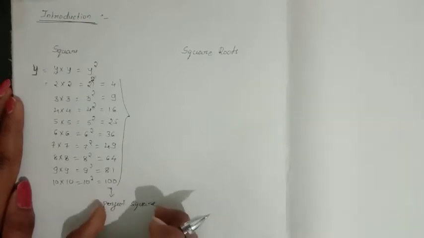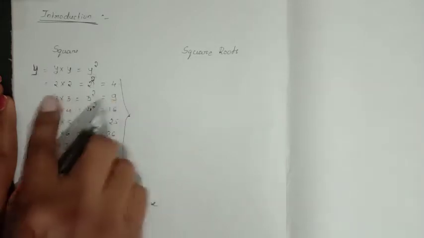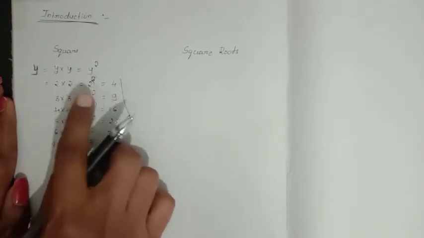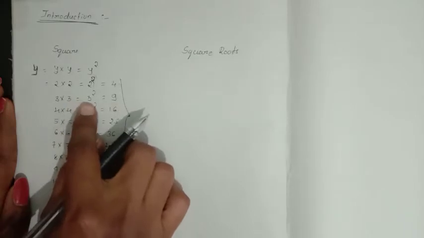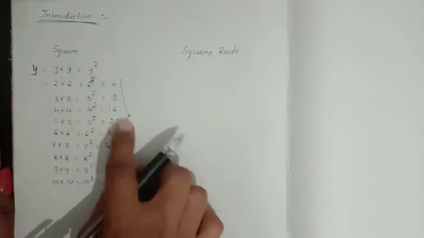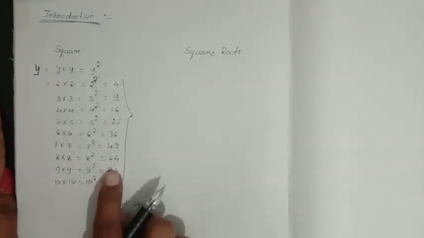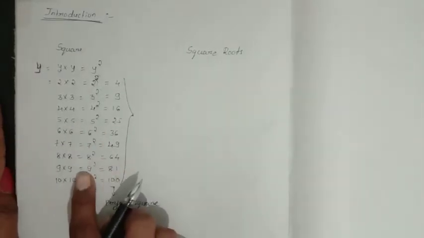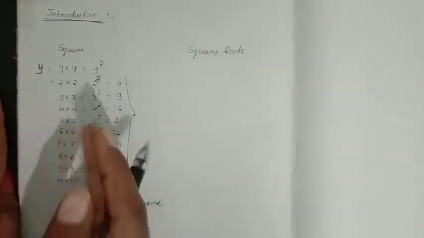A perfect square is nothing but the square of a number. 9 is a perfect square because it is the square of 3. 25 is a perfect square because it is the square of 5. And 81 is a perfect square because it is the square of 9. So this is about square: the number is multiplied 2 times.